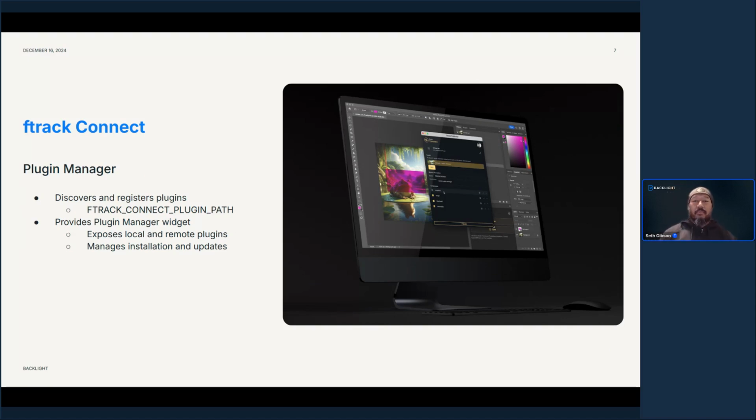And like the action launcher, this also provides its own manager widget, which just exposes your plugins either from the default location, or as we've noted here, there's an environment variable you can set, Ftrack Connect plugin path, which is especially handy for development purposes. So you can segment or silo out your development code and then have your production code in different places. And the plugin manager widget also presents options to install and update any plugins from either your local, your remote, or our own repos.